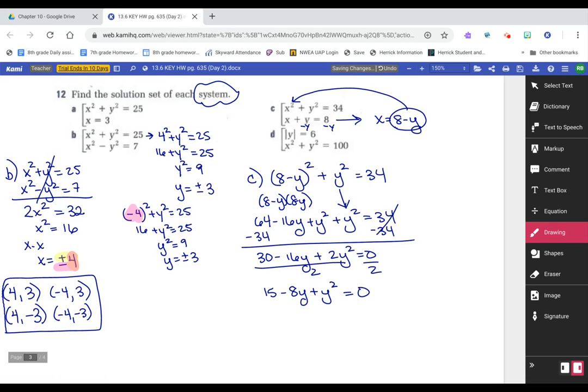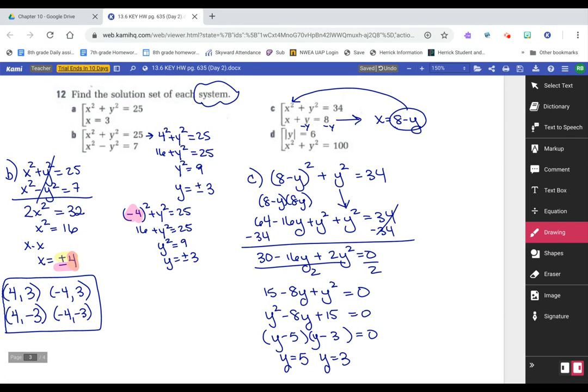And when we factor, we can flip this, so you're used to seeing it this way. We have y, what times what gives you 15, and when added together gives you -8. The answer is -5 and -3. So y minus 5, y minus 3. Set those equal to 0 and solve. You get y is equal to 5, and here y is equal to 3.